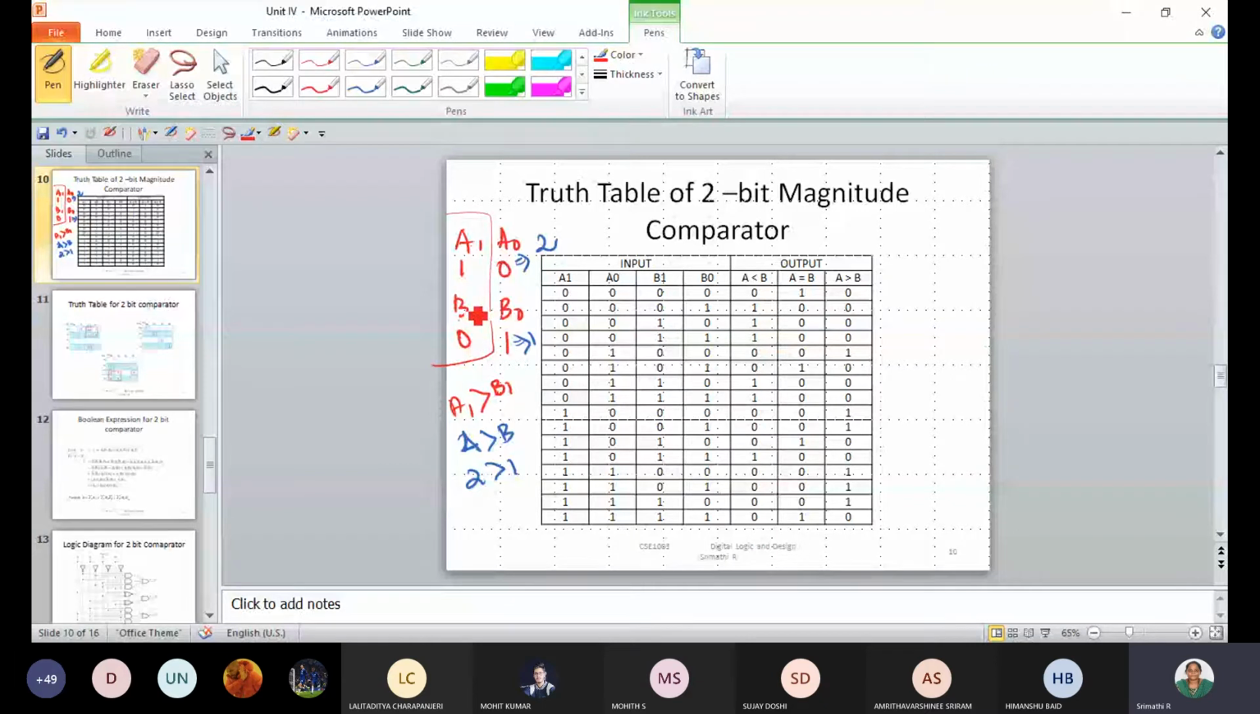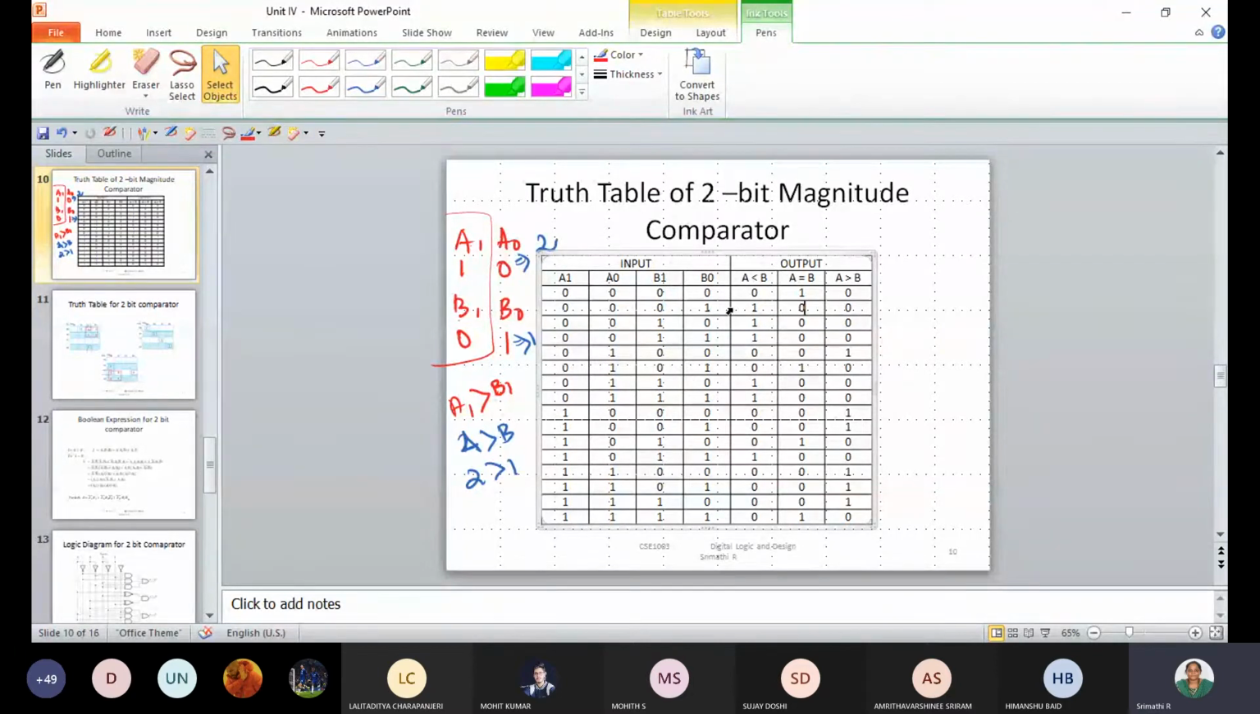So compare first with A1 and B1. If you compare these two, A1 and B1 are both 0, so this comes under equality. A1 equals B1, and this is again equal, and this is also equal. So 0 0 0 0 and 0 0 0 1. Compare both the bits: A1 equals B1, A0 equals B0. When all 4 bits are equal, equality is 1.